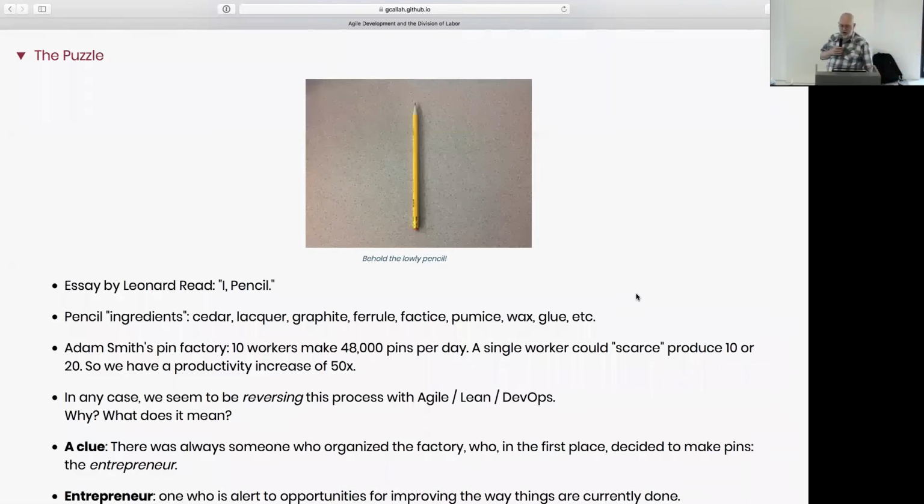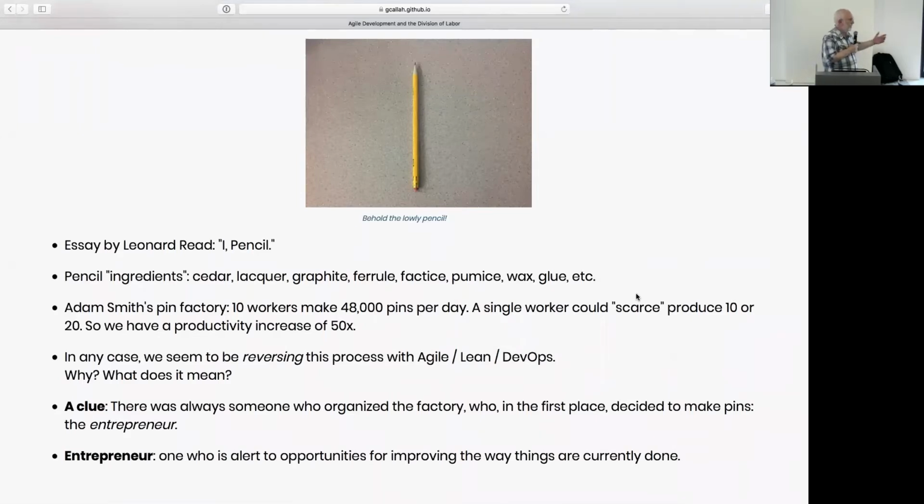As Read points out, he spends time going through all the various ingredients: cedar, lacquer, graphite, ferrule, that's the little ring near the eraser. Factice, I had to look that one up. That's something used in making rubber. Pumice, wax, glue, and he talks about how what we need is shipping companies and railroads and people making iron and steel and people making chainsaws and so forth. A fantastic background of a multitude of tasks goes into this pencil.